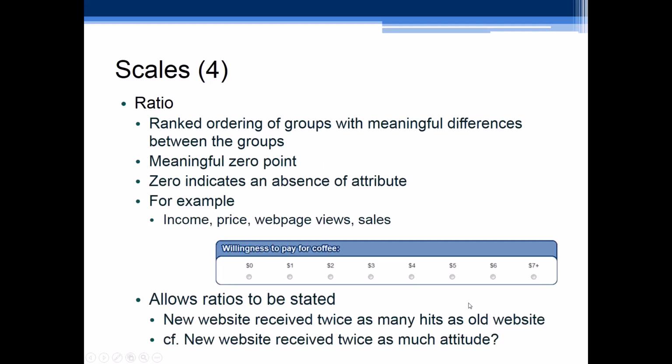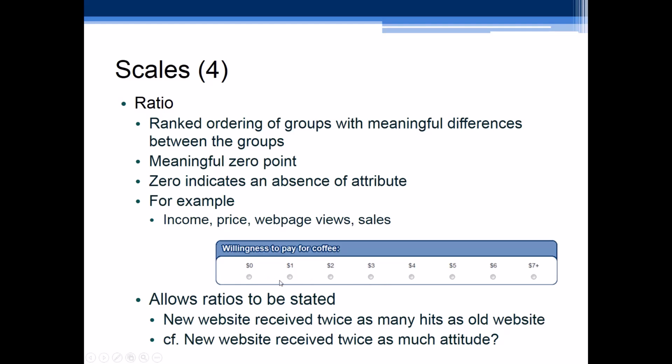The difference then with a ratio scale goes one step further to include a true 0 point. If you see a 0 point on a ratio scale, it does represent an absence of that attribute. For example, if we were thinking about someone's willingness to pay for coffee, someone who indicates $0 is indicating they're not willing to pay anything. That 0 is meaningful.